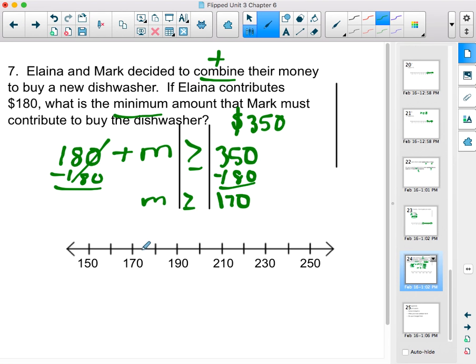So I'm going to graph this. You'll have to number your number line. 170 is my number, and it is greater than or equal to, so I can shade in my circle. Then greater than points to the right, so that means I'm going to shade to the right down my number line to show that any amount bigger than 170 can be contributed by Mark.